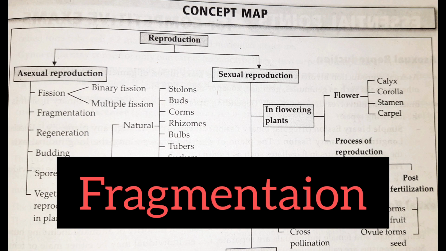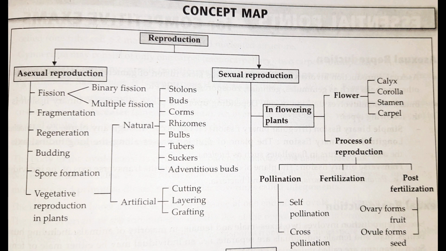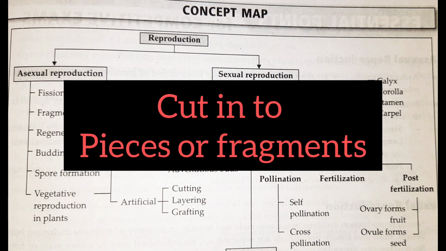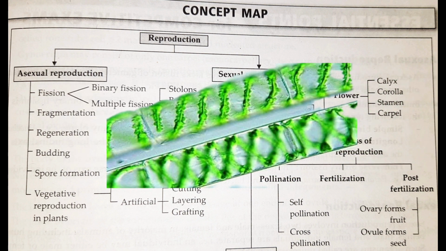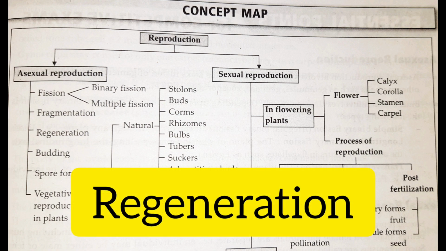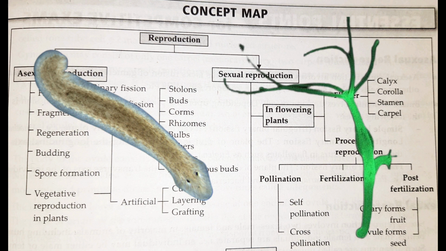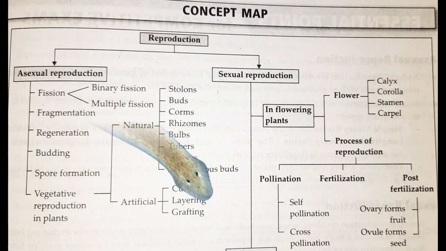The second type of asexual reproduction is fragmentation. Some multicellular organisms having simple body organization reproduce by breaking their bodies into small pieces. Each of these pieces is called a fragment. These fragments grow into new individuals, and this mode of reproduction is called fragmentation. Example, Spirogyra. Next, regeneration. Many fully differentiated organisms have the ability to give rise to new individuals from their body parts. For example, simple animals like Hydra and Planaria can be cut into any number of pieces and each piece grows into a complete organism. This is known as regeneration.